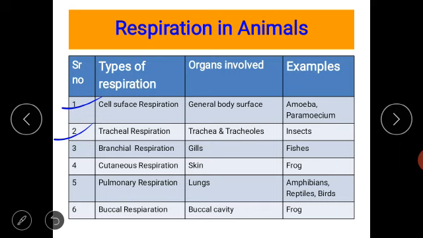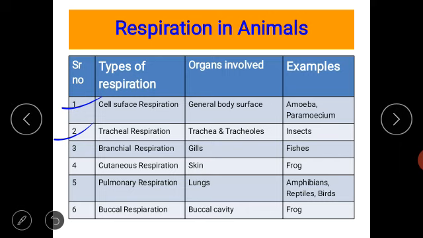So here you can see the difference between cell surface respiration and tracheal respiration. Amoeba and paramecium, which are unicellular aquatic organisms, carry out respiration through all the body surface, but that is not the case with insects, because insects have a tracheal system. A central, big trachea is divided into tracheoles, and tracheoles end into holes, and through the holes the exchange of gases can occur in insects.